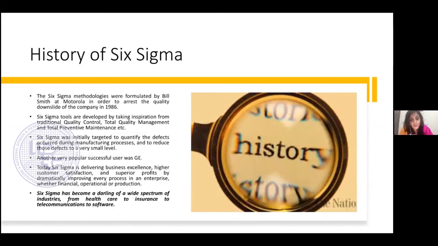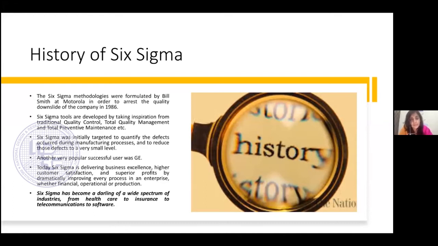Now, just to talk a little bit about how Six Sigma got started. In 1986, Motorola started noticing that their productivity was going down, and the quality was pretty bad. At that time, Bill Smith came up with this concept of Six Sigma. He coined the term Six Sigma and started rolling it out.